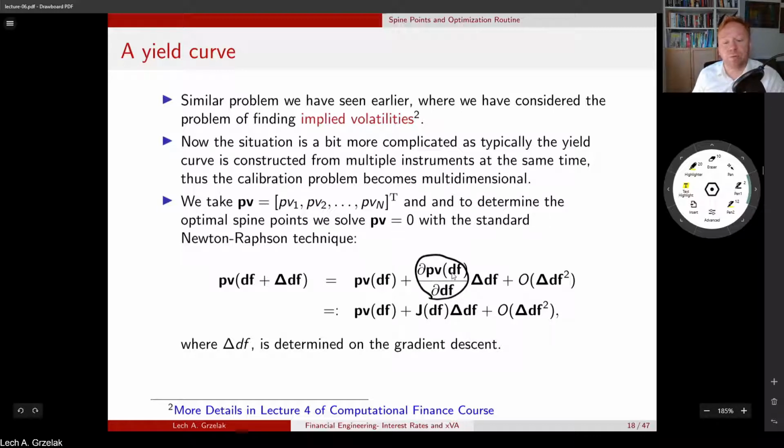This derivative here, we can easily see that we have a function with a vector of PVs. We calculate each of these individual PVs with respect to the spine points, those derivatives. That's simply called the Jacobian. So this is the Jacobian we have to calculate for this whole vector of PVs. This is simplified notation, and of course we have also an error, which is of order delta df squared. This is a classical result from Newton-Raphson that we have discussed already before. Okay, so this is a simple iteration process, but this is not finished yet.